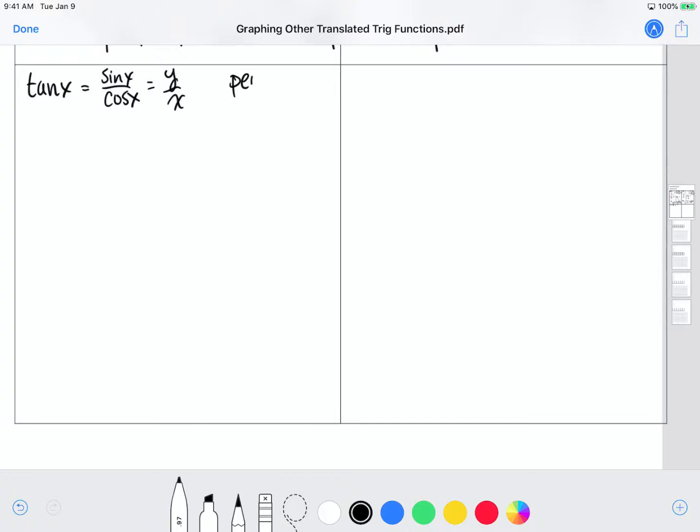Now, tangent has a period that's pi. It repeats every pi radians. So of the 6 trig functions, 4 have a period that's 2 pi, and tangent and cotangent are the only 2 that have periods of pi.